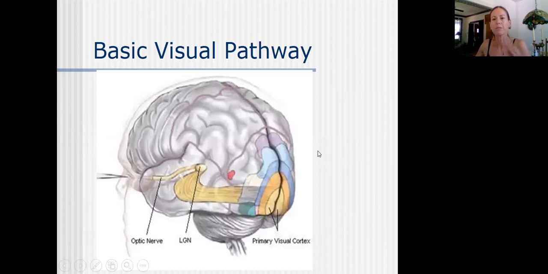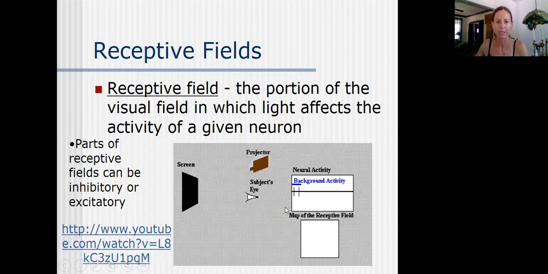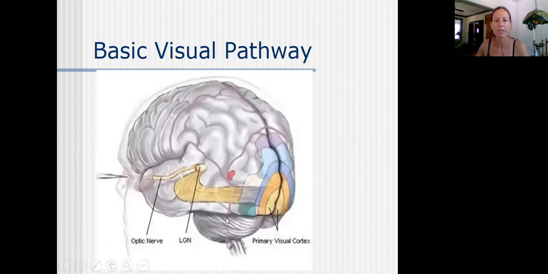Okay, so again, basic visual pathway: we leave the eye, go out through the optic nerve, which is those ganglion cells, go to the lateral geniculate nucleus, and now we're going to swing back and end up in the occipital lobe in an area we call the primary visual cortex there. I'm going to talk a little bit more about receptive fields next time, and we'll leave this one right here.